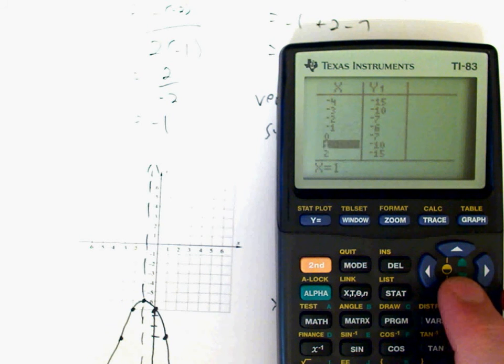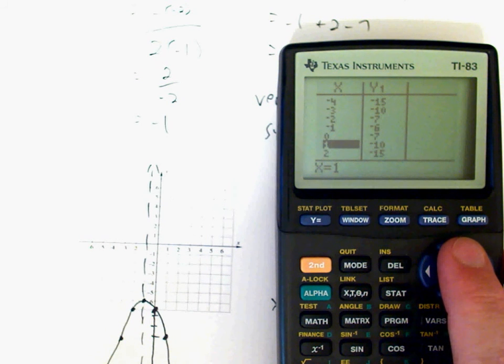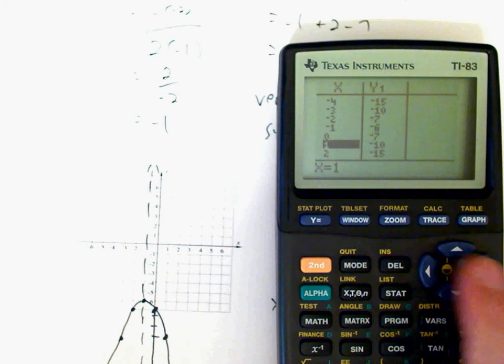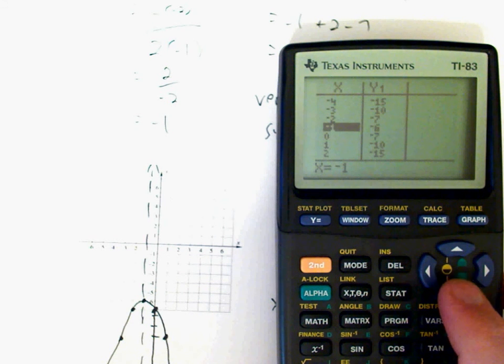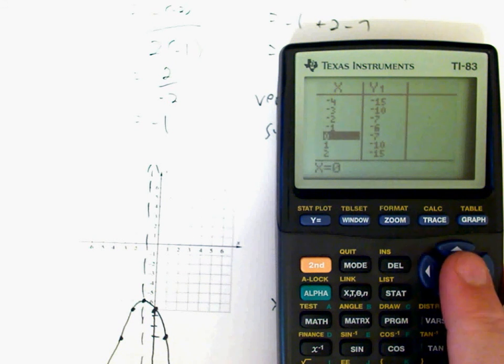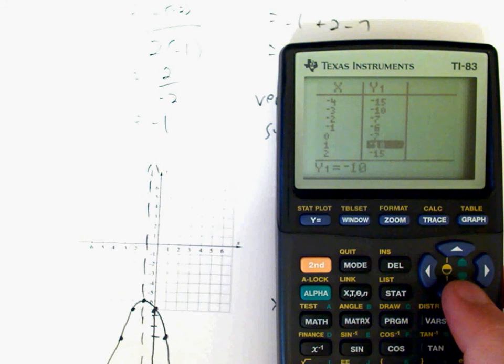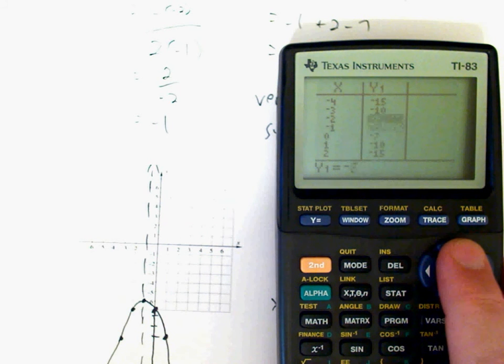Here's the interesting thing though. We know that the vertex is negative 1, negative 6. If you start looking, you see 0, negative 7. That's on the right side of negative 1. On the left side, you'll see negative 2, negative 7. See that? And then I also used 1 comma negative 10, but then I also used negative 3, negative 10.